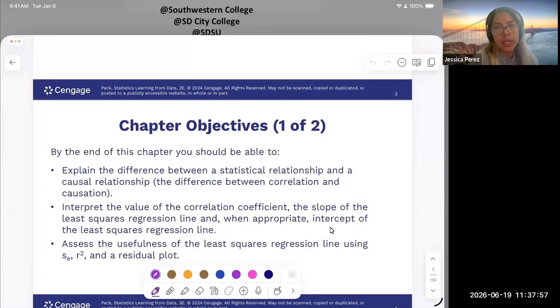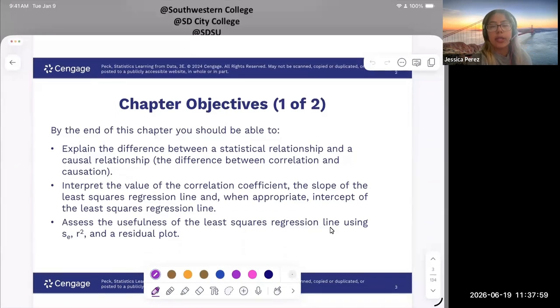Now, what is the objective of this session? The objective of this session is to be able to explain the difference between a statistical relationship and a causal relationship. So therefore, the difference between correlation and causation. We wish to interpret the values of the correlation coefficient, the slope of the least square regression line, and when appropriate, interpret the least square regression line.